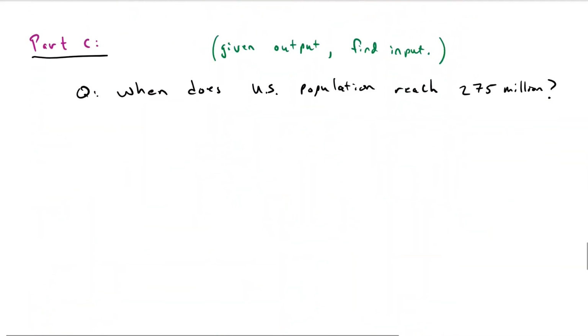So part C. So here we have, they give us an output and we find the input. So in other words, in our situation, they're going to give us the population, and they wanted us to find the year. And if we look at our question, that's what they say. They say, when does the US population reach 275 million?